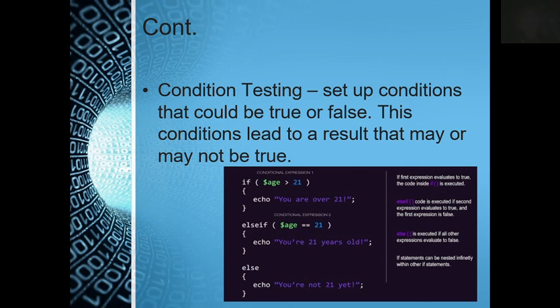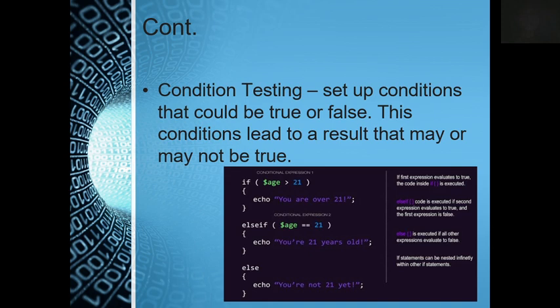Example, in the image below, we have an if-else condition about age. So, nakalagay nga dito, if the expression evaluates to true, the code inside the bracket is executed. So, kapag in-input mo ay above 21, you will receive a message that you are over 21. Else if, the code is executed if the second expression evaluates to true and the first expression is false.